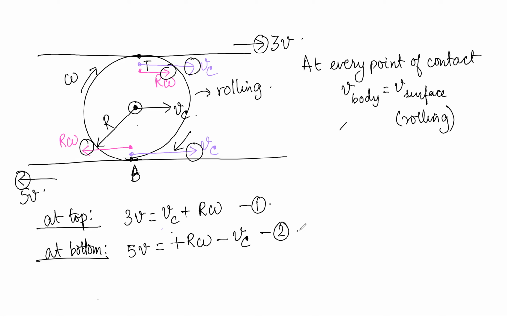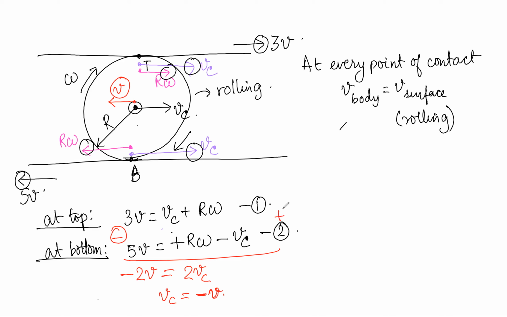Now I have to somehow solve both of these equations to find out vc as well as r omega. First of all, I notice that if I subtract these equations, I can easily find out the value of vc. So I'll get 2vc equal to 3v minus 5v, which is minus 2v. So vc is equal to minus v. What does that mean? It means that we were assuming the roller is going to move forward, but actually the roller is going to move backward with the speed of v. The minus means that our assumption was wrong. It's going to move in the opposite direction. We were assuming it will move towards the right, but actually it is going to move towards the left, leftwards with a speed of v.